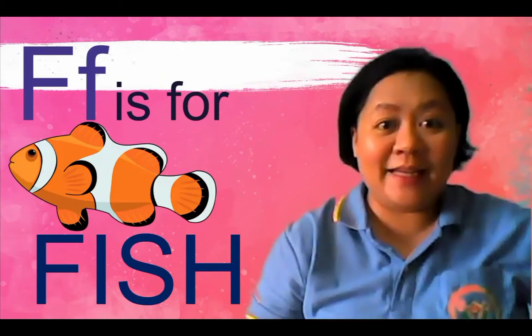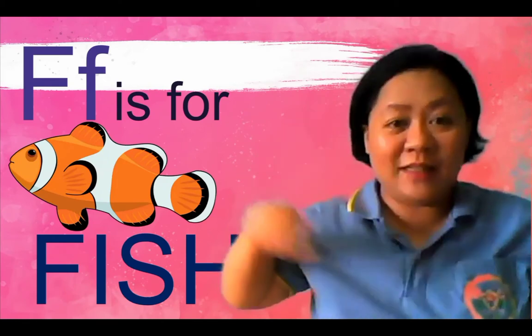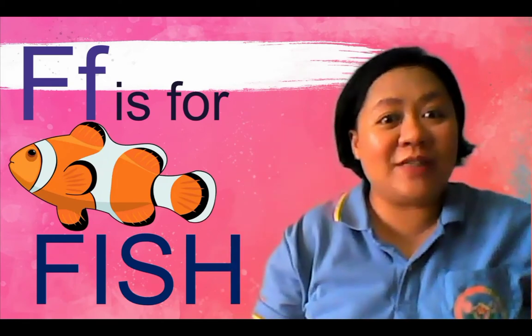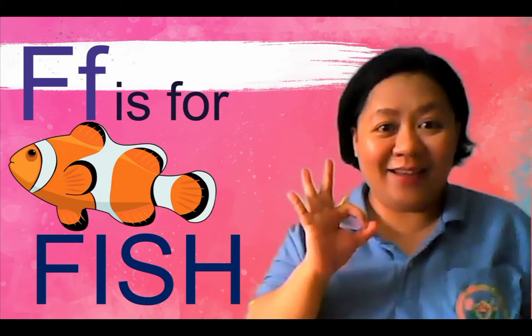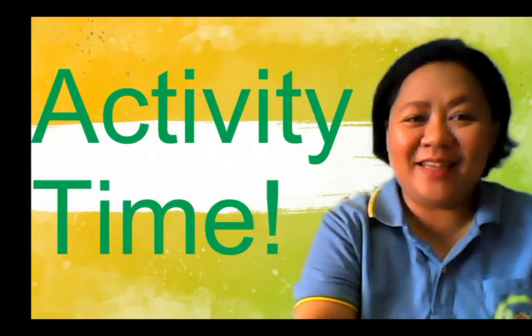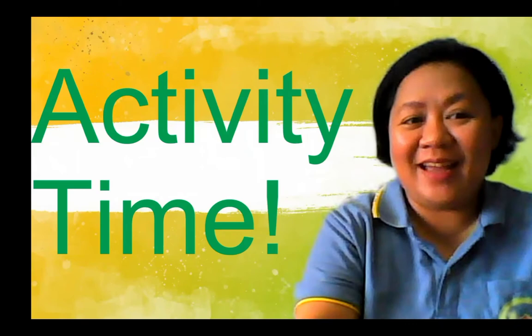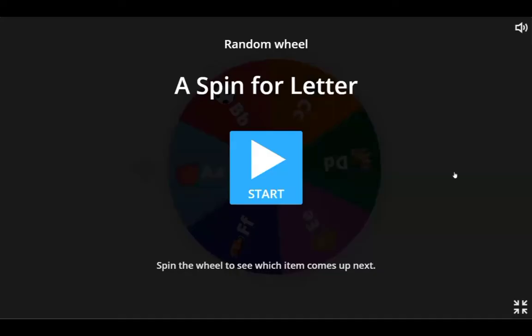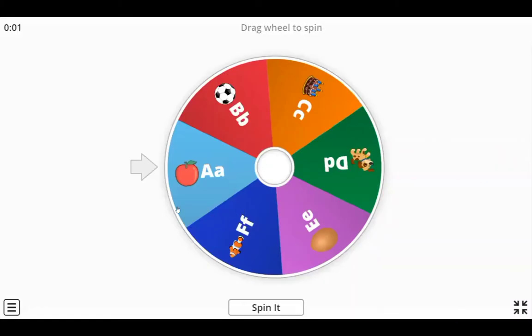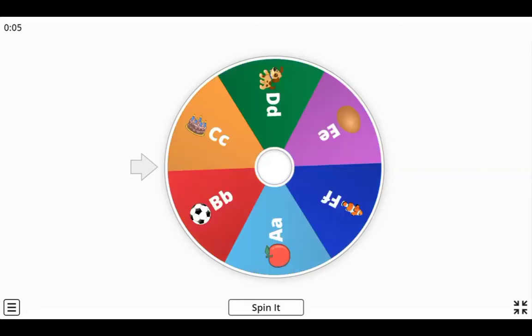Now, let's play a game. I'm going to roll a spin game, and you have to guess what letter it is. Okay? Time for activity game. Okay, let's do this. Okay, here's our game. Let's spin for a letter. Are you ready? Let's do this. Okay, Teacher John's going to spin the wheel.